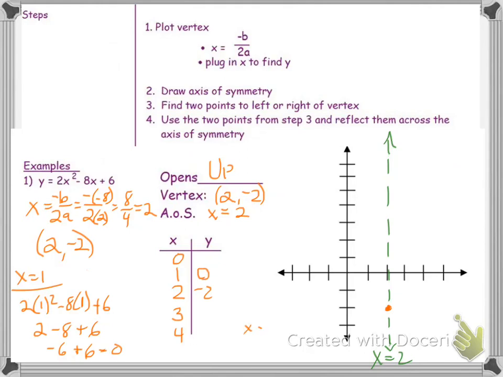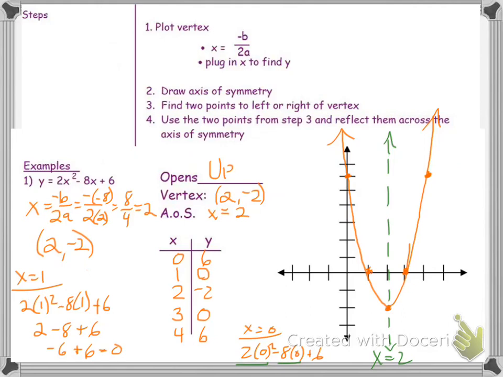And when x is equal to 0, I get 2 times 0 squared minus 8 times 0 plus 6. Well, that's going to make this one 0, plus 6, so that's going to be 6. And what happens on the other side is they're going to reflect. So it's going to be 3, 0, and 4, 6. And then plot those points. So you plot the points and put them in, and there you go.